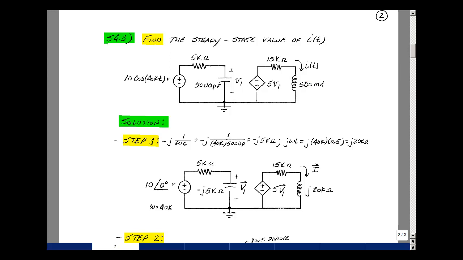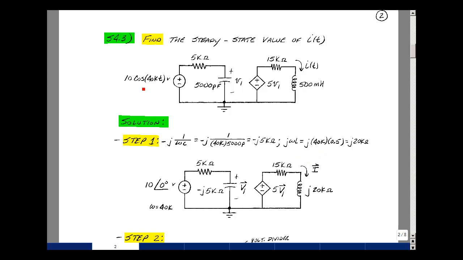First step is to transform the problem from the time domain to the frequency domain. Our frequency is 40 kiloradians per second, and we have a capacitor, and its impedance is minus j over omega C, 1 over 40k times 5,000 picofarads. That turns out to be minus j 5,000. For the inductor, it's j omega L, j times 40k times 0.5 henries, and that's j 20k.